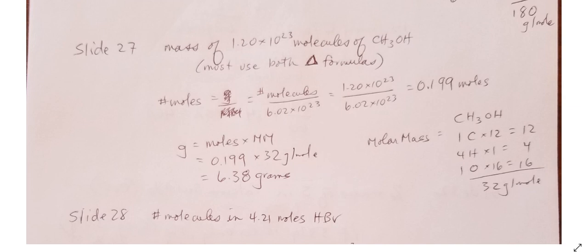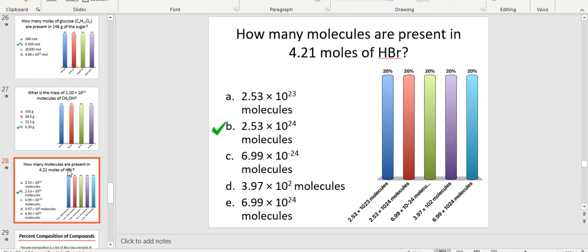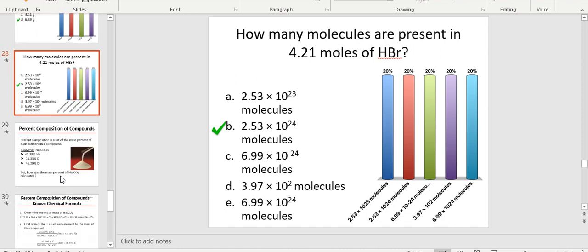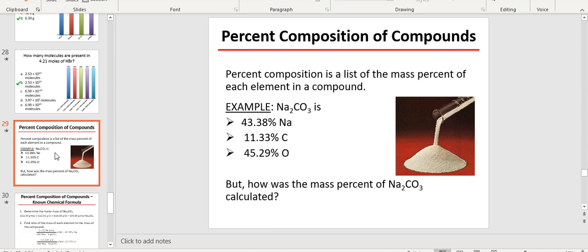so let's continue on here. There's another one there. The answer is posted, I think it's on page 4. Okay, have a look at those. To finish off here, this one here is not bad at all. It's called percent composition of compounds.